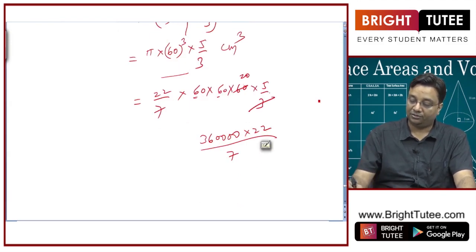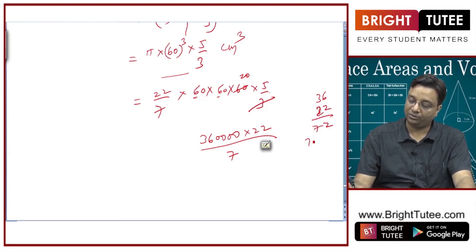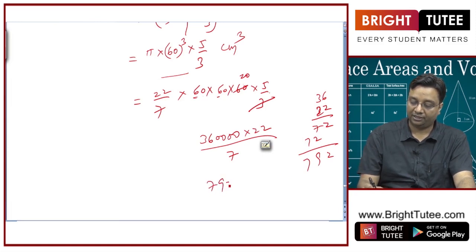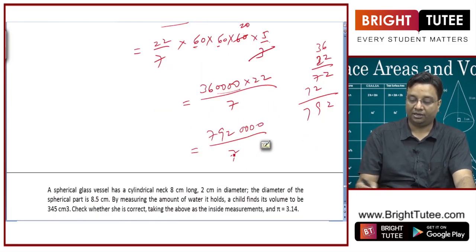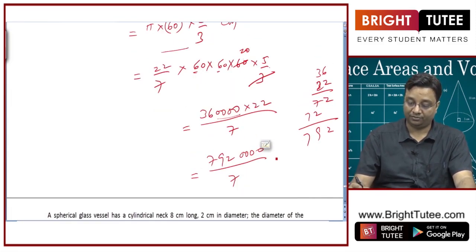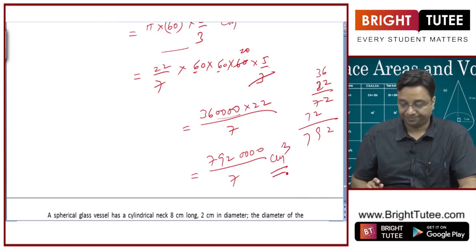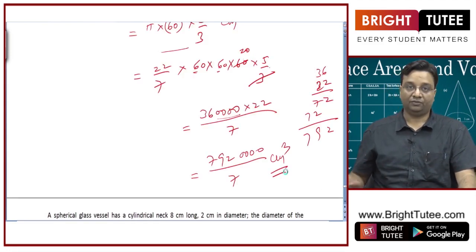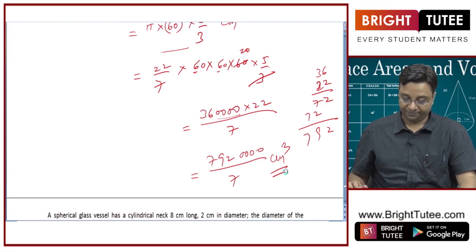Then I will multiply this 22 by 36. This will give me 792, 4 zeros by 7. Okay. Now you can convert it into decimal form if you want. Otherwise, you can leave it like that also, right? So this is the volume that we need to calculate here.